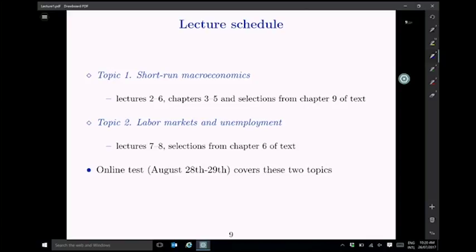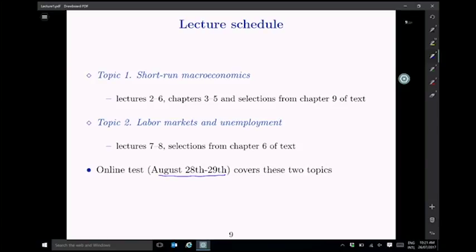And the second topic is a special aspect of the short-run macroeconomics. This is the labor market fluctuation. We spend a week, 2 lectures on this particular topic. And then the online multiple choice test will cover these 2 topics. The thing that I changed in the syllabus or subject guide lately was actually the time of this online multiple choice test. If you did check the version that I uploaded last Friday, it is a different time.